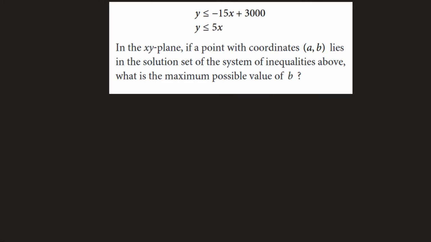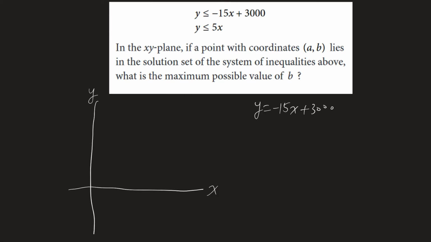The best way to approach this question is to first graph these two lines. The two lines I'm going to graph are y equals negative 15x plus 3,000 and y equals 5x. y equals 5x is very simple. It looks like this. It passes through the origin.